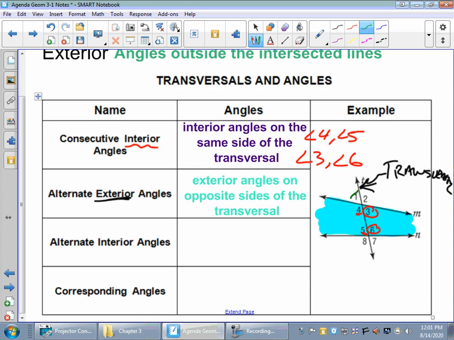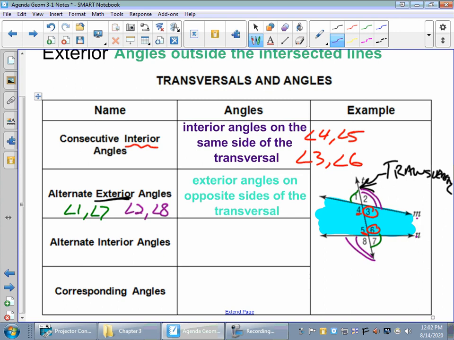So like angle 1 here would be an exterior angle, and its alternate angle would be this one down here. It's on the other side of transversal T, angle 7. So alternate means the opposite side, and exterior means it's outside of the two lines the transversal is crossing. Another set of those would be 2 and 8. Angle 2 and angle 8 would be another set of alternate exterior angles. They're exterior because they're outside of lines M and N, and they're alternate because they're on the opposite side of the transversal, so alternate exterior angles.